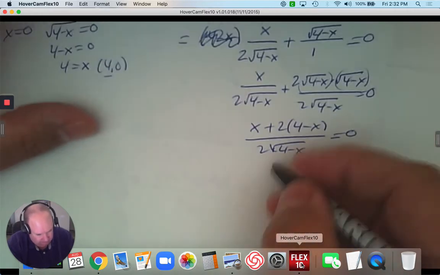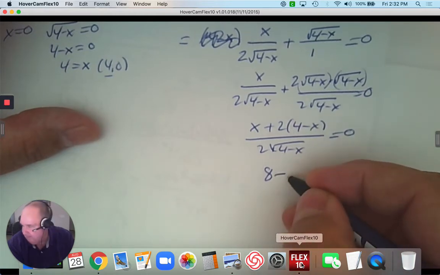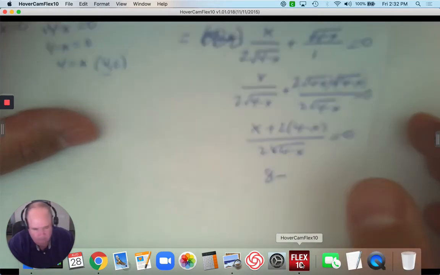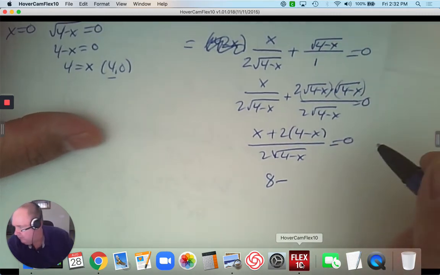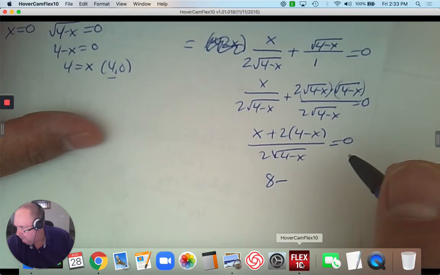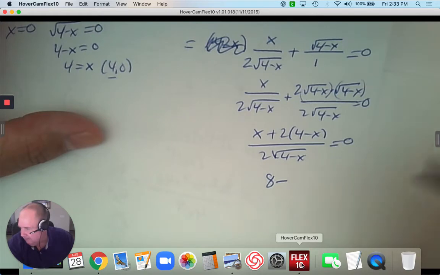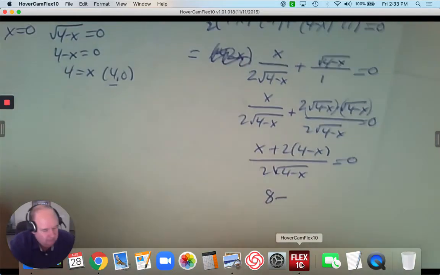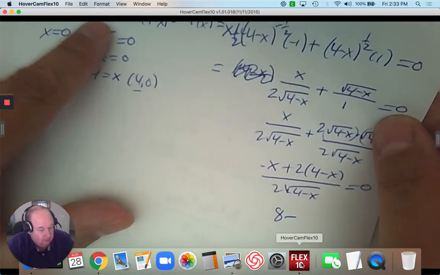2 times 4, that's 8. And then we have x and negative 2x. So it's 8 minus x. That's what I get. So 8 minus 3x. I get 8 minus x. I get 8 minus 3x. Just let me think. Why would it be 8 minus 3x? So why would this be negative in front? That's what I'm looking at.